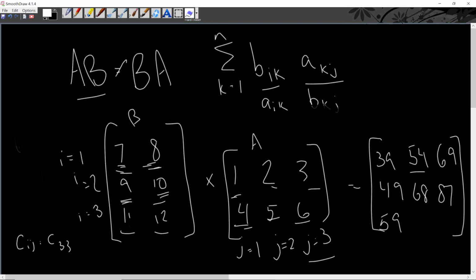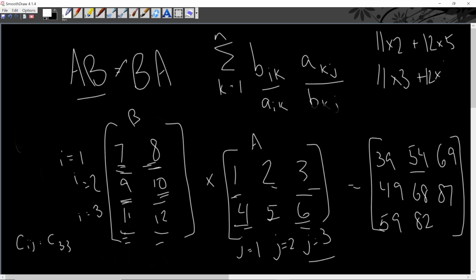Well, anyways, let me finish this. We have i equals 3 and j equals 2, so we have the ith column of 3 times the jth column of 2, so 11 times 2 plus 12 times 5. That's going to be 22 plus 60, 82. And then we have the ith column of 3 times the jth column of 3 lastly, so we have 11 times 3 plus 12 times 6.